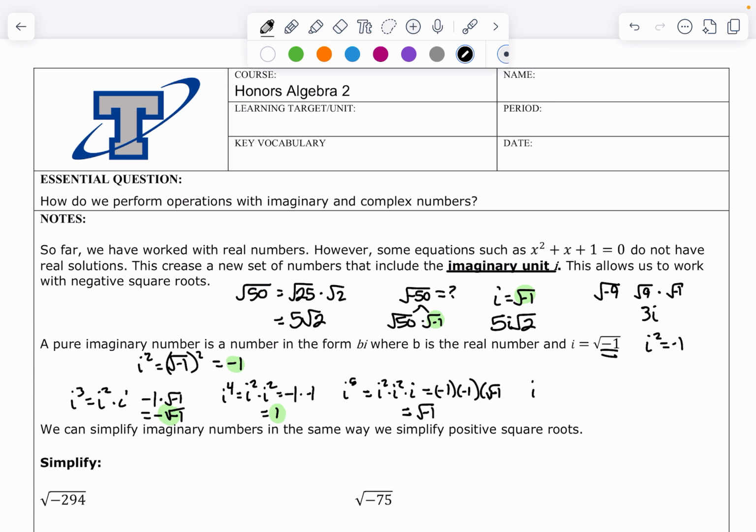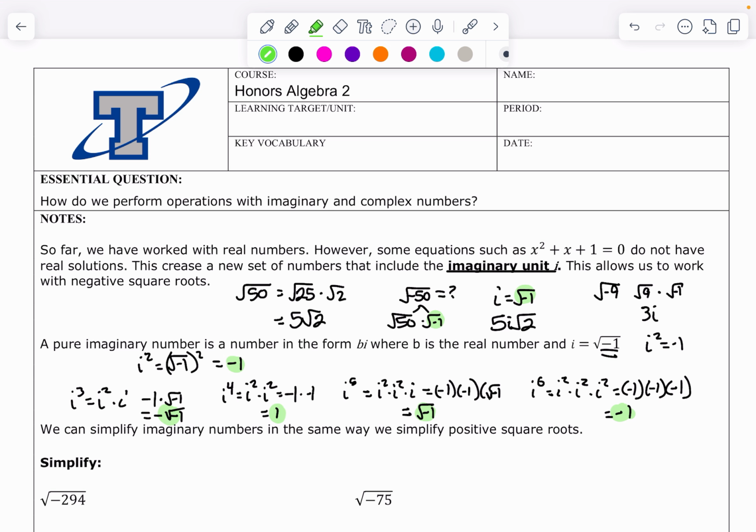Then you would have i to the sixth, so that would be i squared times i squared times i squared, which is negative 1 times negative 1 times negative 1. So then that just goes back to negative 1. So you can just do that for any exponent of i. It's just going to keep following that pattern.